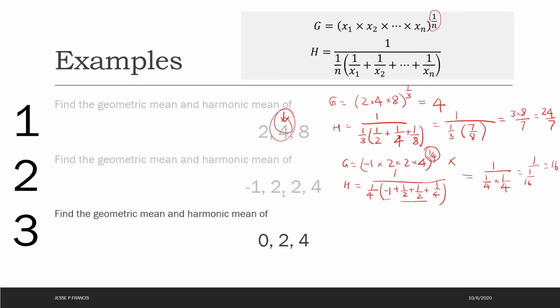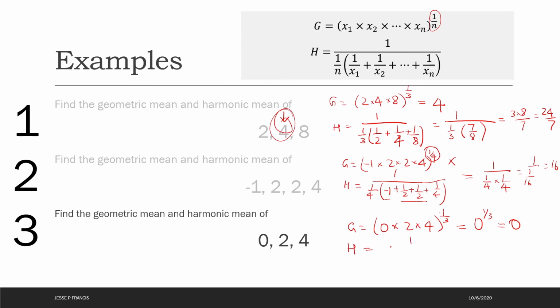Let's try this. This should be easy. There are no negative numbers. G is equal to 0 into 2 into 4 to the power 1 by 3. Hey, there is a 0, so it should be 0 to the power 1 by 3, which is equal to 0. When there is a 0 in the distribution, geometric mean will always be 0.